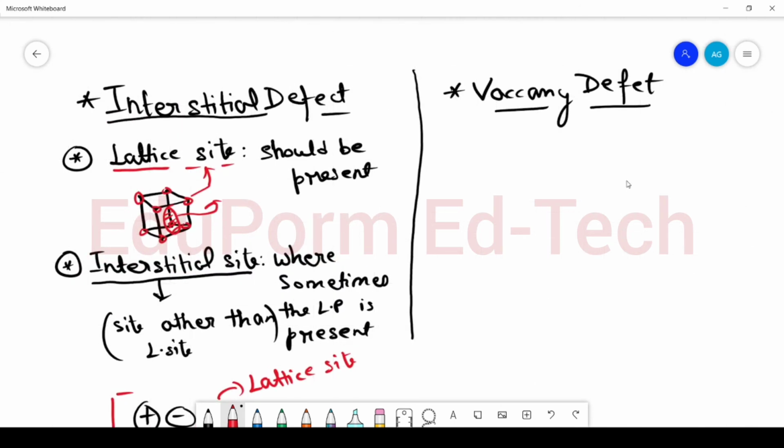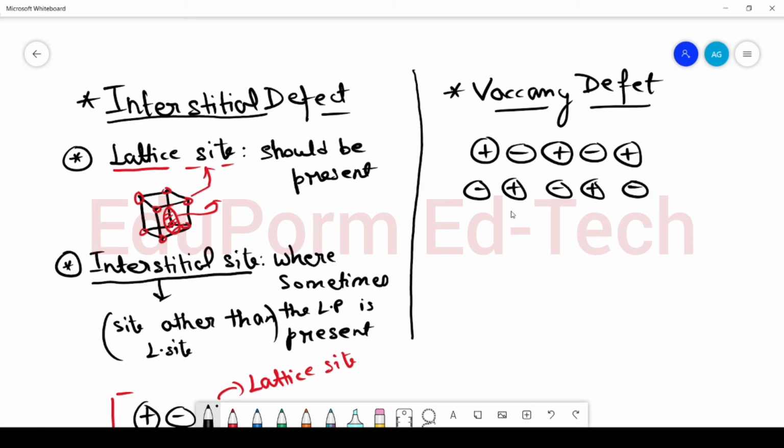Now we have the vacancy defect. What happens in the vacancy defect is, let's say we have another example: a cation, anion, cation, anion, cation; an anion, cation, anion, cation, anion; then again cation, anion, cation, anion, and cation. Now let's say one cation is completely missing from the lattice site, as it leaves the system.